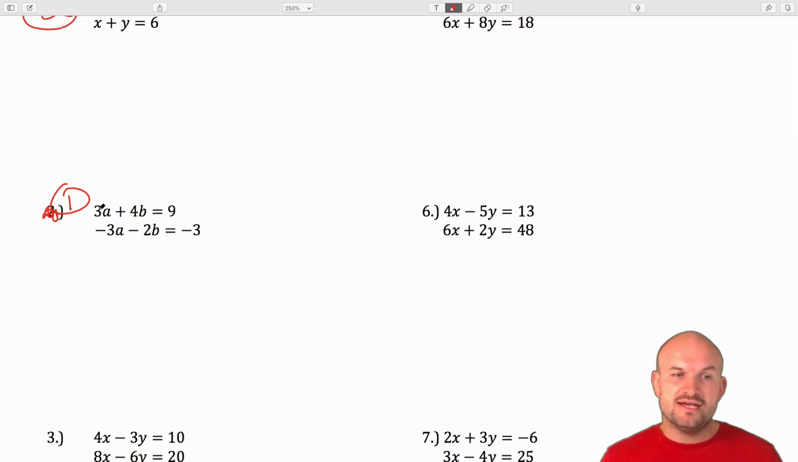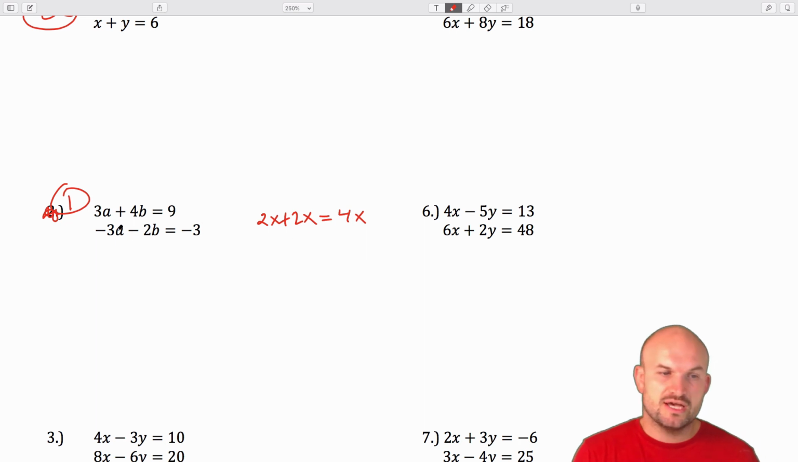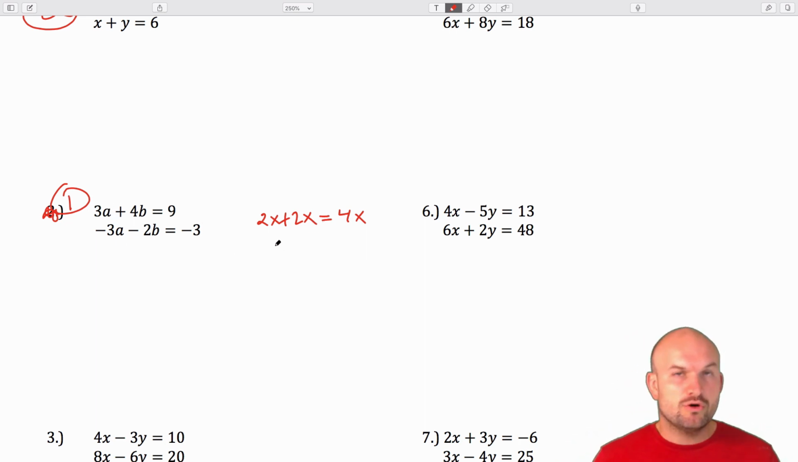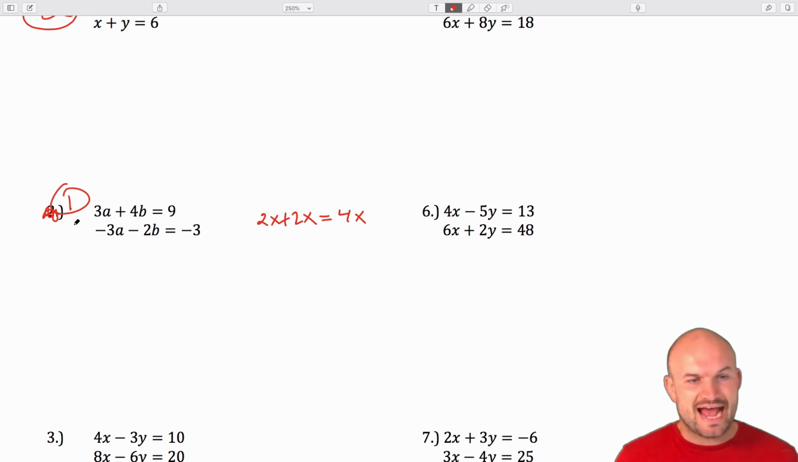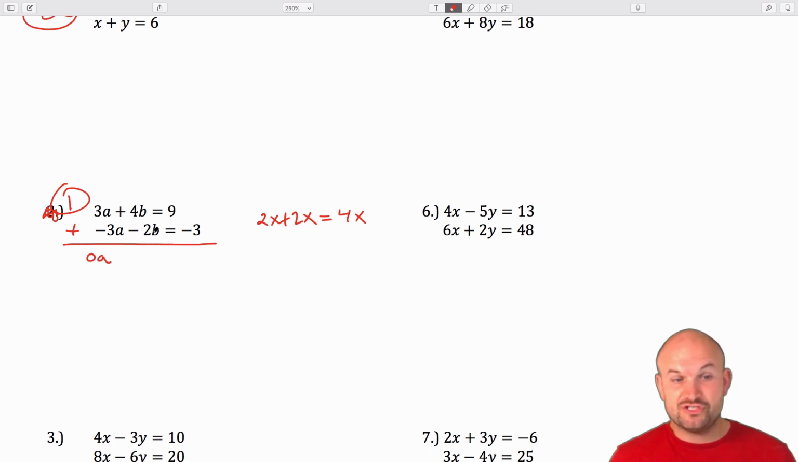And to do that, when we add variables, like if I said 2x plus 2x, well, that gives us 4x, right? We combine the coefficients. So what we want to do is combine the coefficients so it gets to 0. And in this case, that's perfect, right? For a, I have positive 3 and negative 3. So if I add these 2 equations, I end up getting a 0 times a, and 4b minus 2b is going to be a positive 2b.